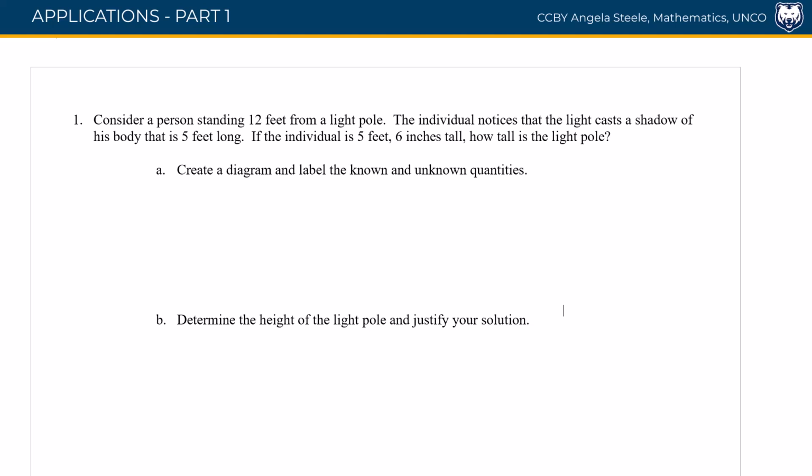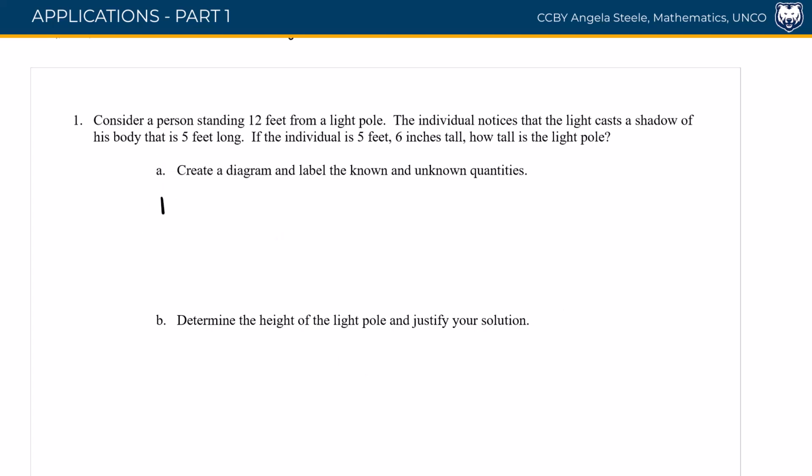So the first problem we're going to look at is: consider a person standing 12 feet from a light pole. The individual notices that the light casts a shadow of his body that is 5 feet long. If the individual is 5 feet 6 inches tall, how tall is the light pole? Okay, so let's go ahead and draw our picture.